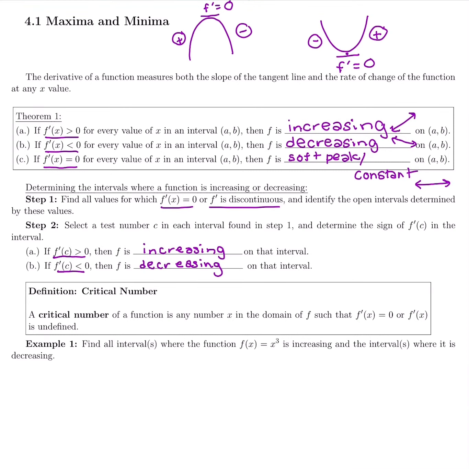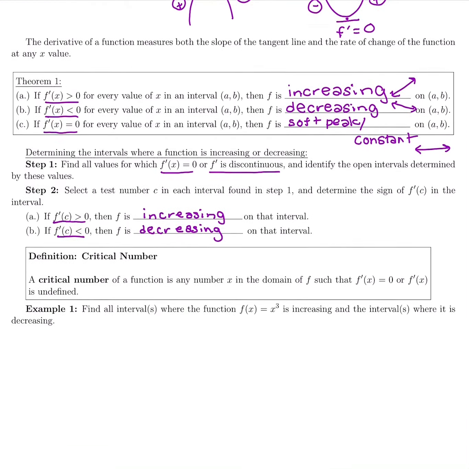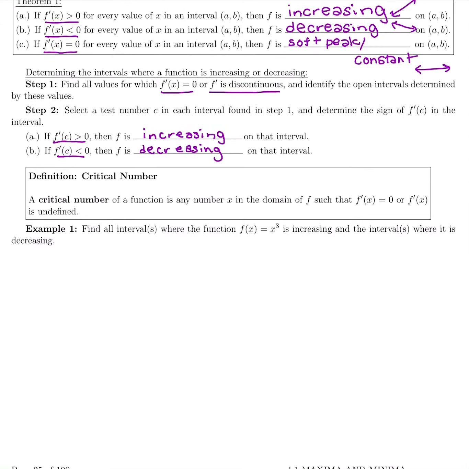So if we take a look at an example of this, we want to find all intervals where the function x cubed is increasing and where it's decreasing. So we're going to use these same two steps listed above. Our first step is to take the derivative and set it equal to 0. Our function this time is just x cubed. The derivative would be 3x squared. So we're going to take that derivative and set it equal to 0.